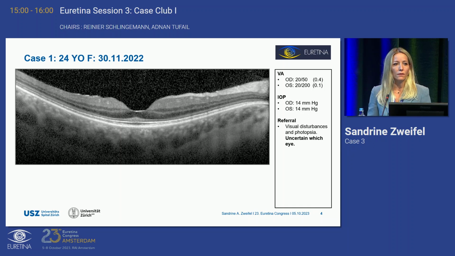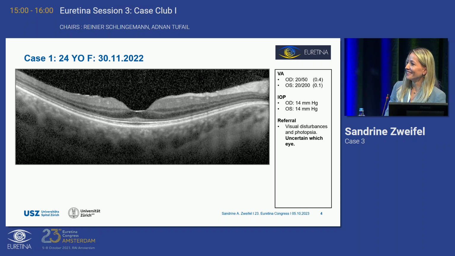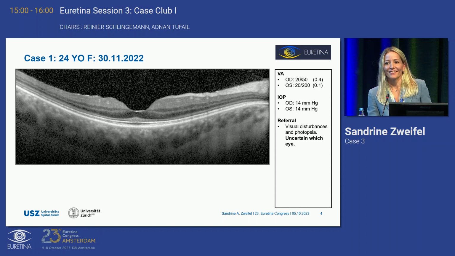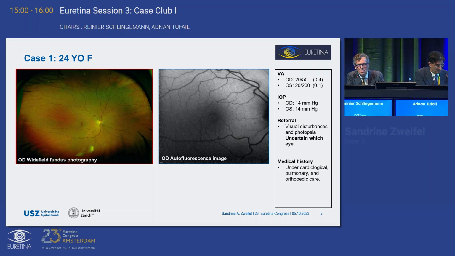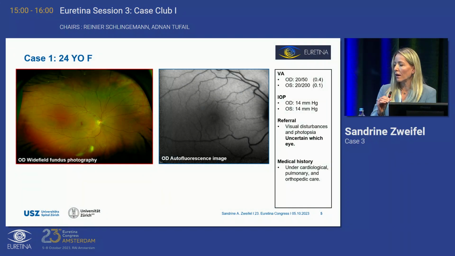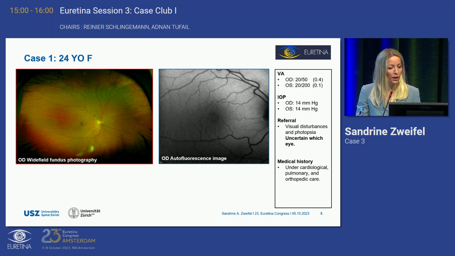So who thinks this is a normal OCT? Anyone from the audience? I would probably ask the question the other way around. Who thinks it's abnormal? And what is abnormal? Somebody volunteer what's abnormal. Very good. So I heard there is irregularity at the ellipsoid zone, so in the outer retina. So of course you are all experts.